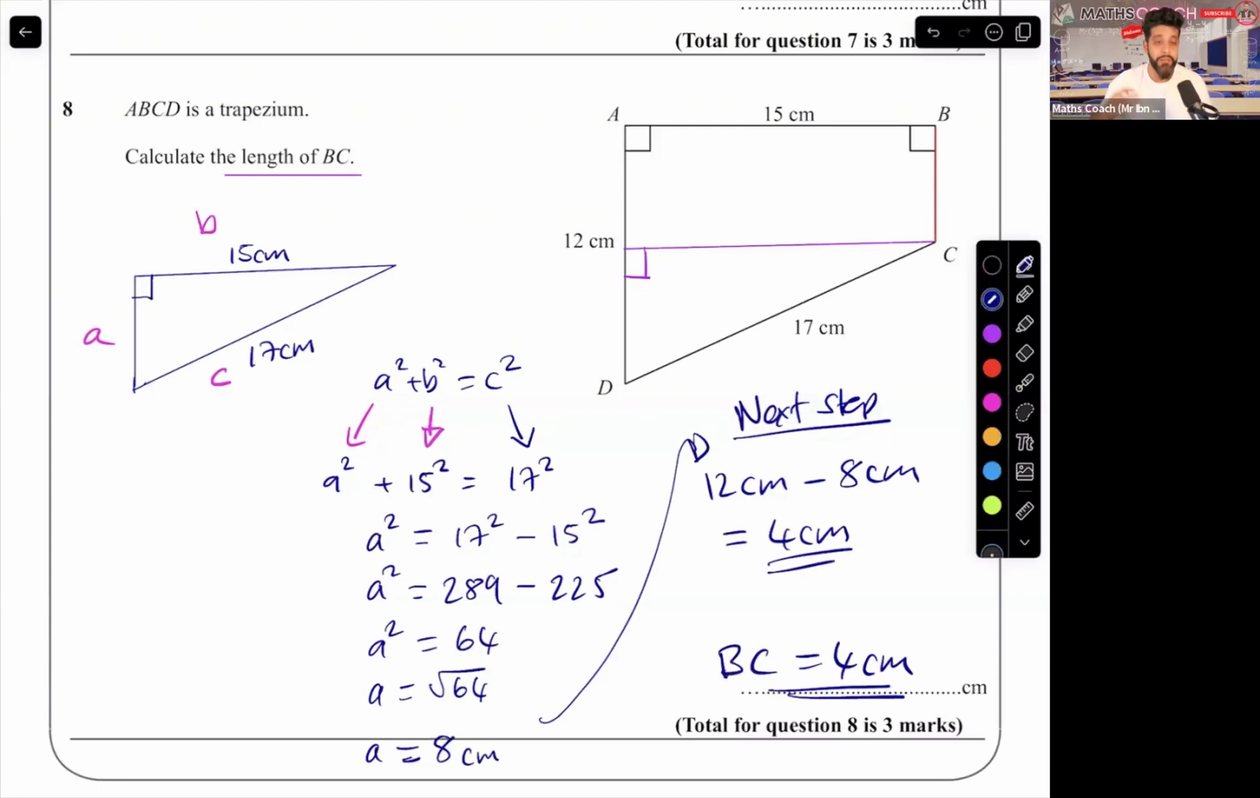So as you can see, this is a Pythagoras question that is not so straightforward. It's not just one simple 2D diagram where you just put your values in. You've got to do a little bit more outside of the box thinking. But this is a blueprint for you on how to break down these types of problems.